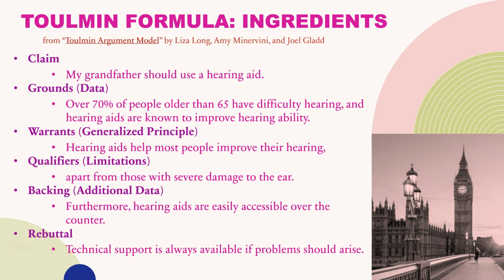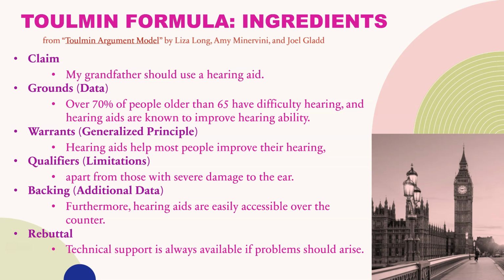And then finally, the rebuttal. This is where you think to yourself, what kinds of refutations or attacks or disagreements might come my way? I predict somebody might say, okay, we're talking about people older than 65 and we're asking them to use a technical gadget, and it's a common stereotype that older people struggle with technology. So we might include that as part of our argument and then say, technical support is always available if problems should arise. So here's an example of how that Toulmin argument might look.